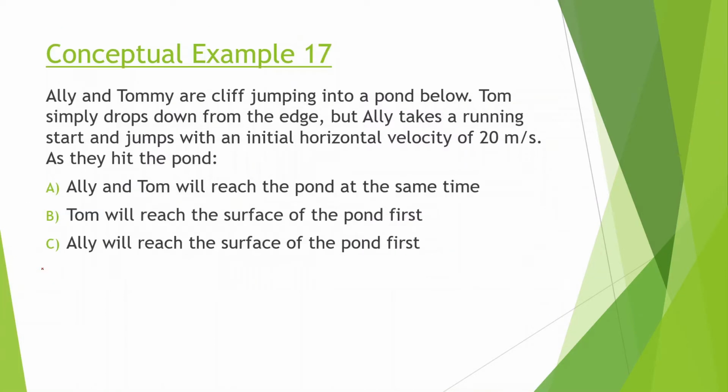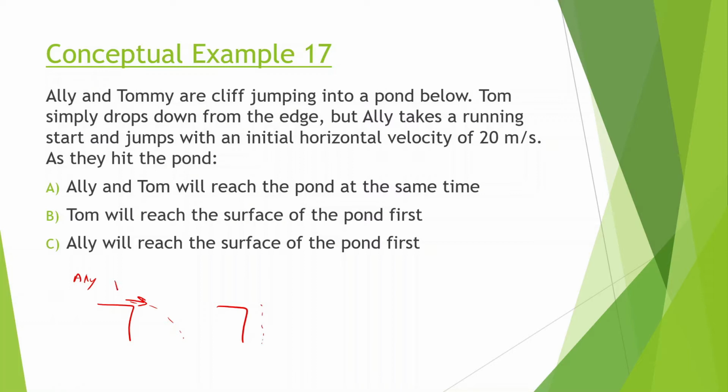Allie and Tommy are cliff jumping to a pond below. Tom simply drops from the edge, but Allie takes a running start and jumps with an initial horizontal velocity of 20 meters per second. As they hit the pond, A, Allie and Tom will reach the pond at the same time. B, Tom will reach the surface of the pond first. C, Allie will reach the surface of the pond first. So Allie here, she's going to be running off, and then it's going to be going like this. Tom, he just simply falls down like that.